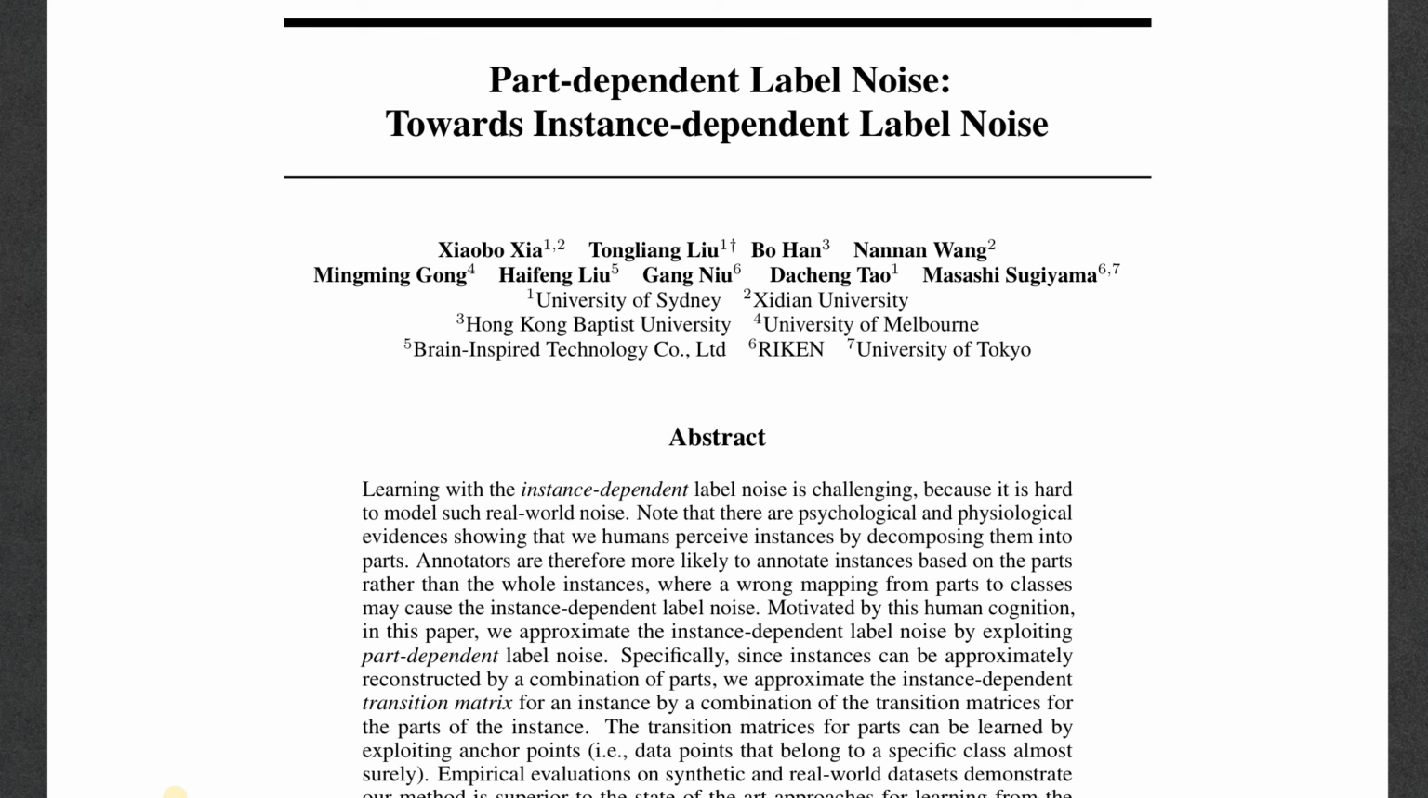This video is about the paper called Part-Dependent Label Noise towards Instance-Dependent Label Noise. This is a paper that was published in NeurIPS of 2020 and is concerned mainly with the problem of dealing with instance-dependent label noise.